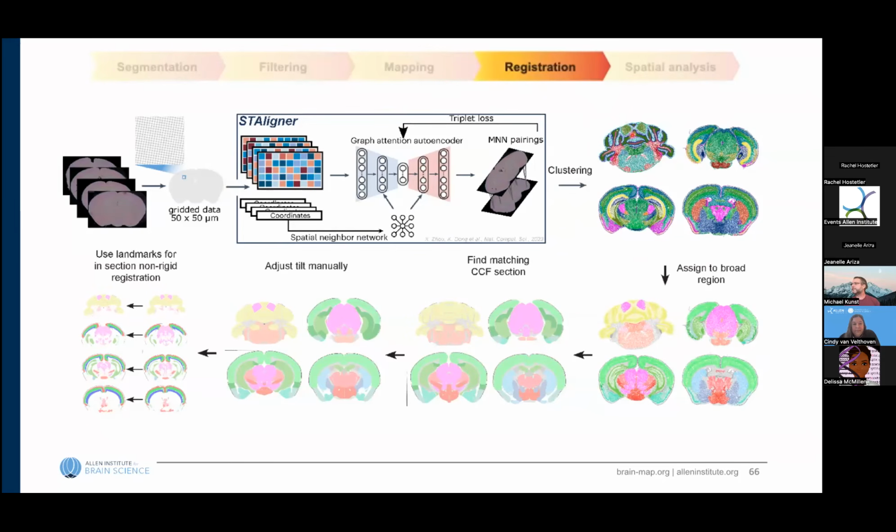You can see the inferior colliculus here. You can see parts of the hippocampus. You can see parts of the thalamus here. You see the striatum. So in order to register to our common coordinate framework, we decided to do a registration based on the broad region labels we have. So we then have to manually annotate these regions and assign them to broader regions. So you have the cerebellum here, you have your medulla here, you have your midbrain here, you have the hypothalamus showing up here. And then the next step is to find a matching CCF section. So as you can see here are then the matching CCF sections.